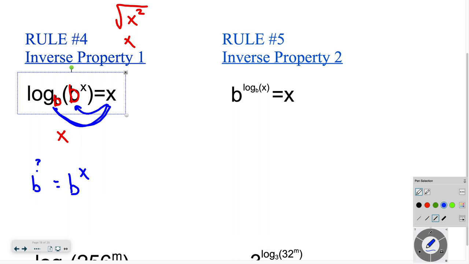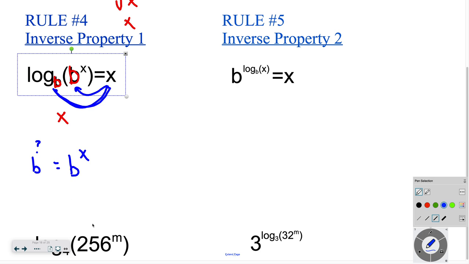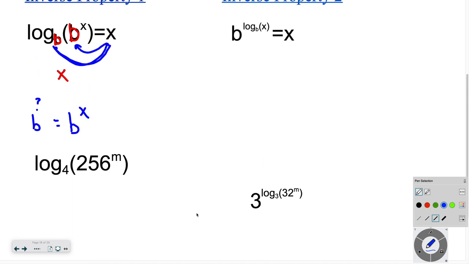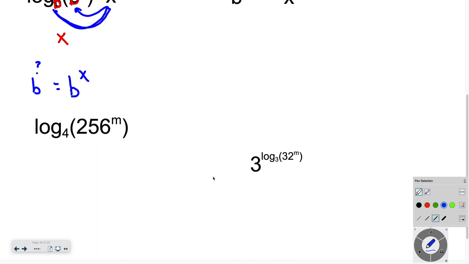Okay, now let's put it into an application. Log base 4 of 256 to the m. Oh, I don't see base 4 in the argument, so I can't use it, can I? I can use it. This log is basically asking base 4 raised to what exponent is 256 to the m, right? But 256 to the m can be expressed as a base of what? 4 to the what? 4 to the 4th. This is purely coincidental. There's a lot of 4s showing up.